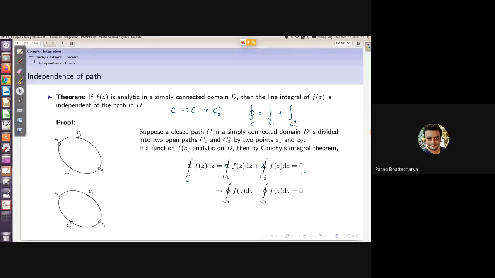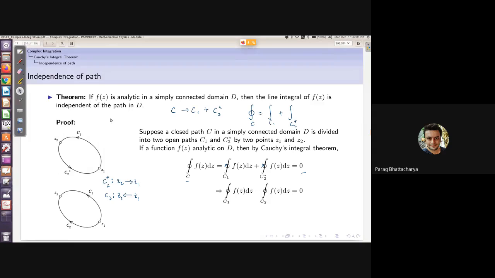Now you can see here C2 is from Z1 to Z2, right? You can see here this C2 star that we have, where does it go from? Its starting point is Z2, and from Z2 it goes to point Z1. So now if I reverse this direction, instead of going from Z2 to Z1, let's say I go from Z1 to Z2. This path I'll call C2.